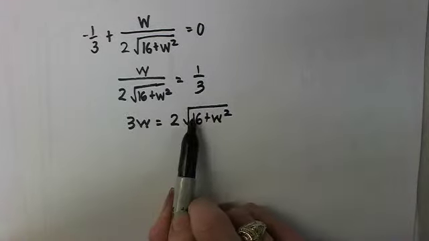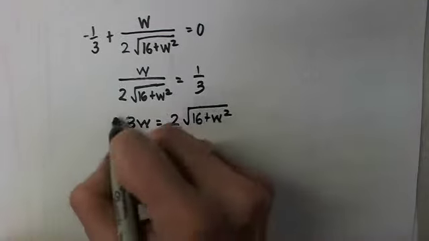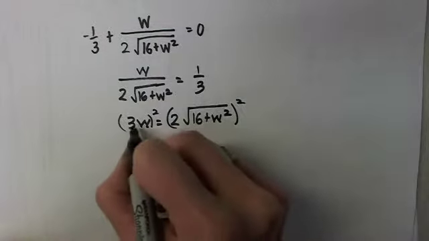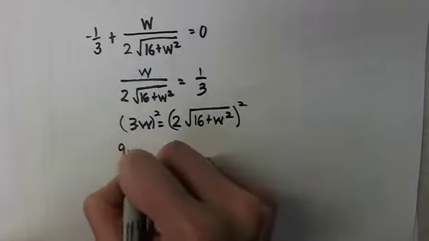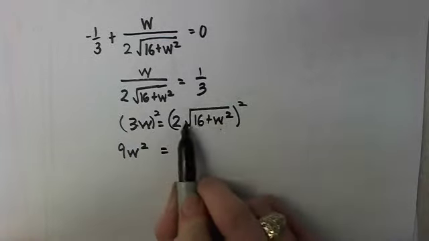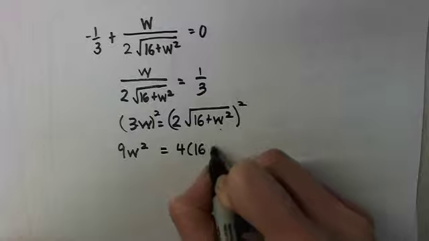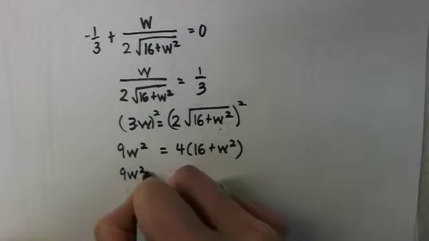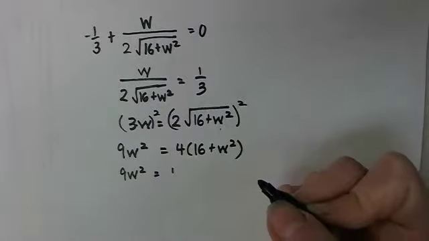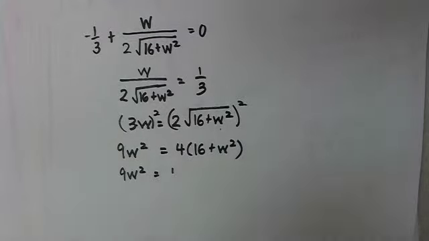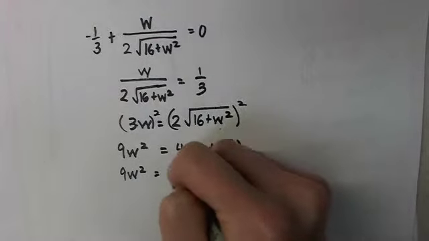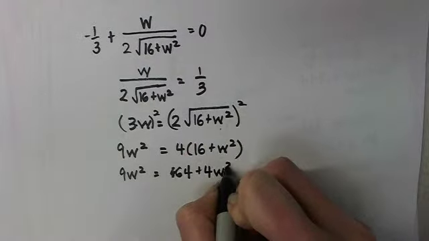Everything is held by multiplication over here, and held by multiplication over here. So to get rid of the square root at this point, we can just square both sides. Square the 3, square the w. Again, you can do that because it's held by multiplication. So we get 9w squared. Square the 2, square the square root. So 2 squared is 4, and when you square the square root, it goes away. Distribute the 4, so we get 9w squared equals, 4 times 16, I think, is 64, yeah, 64 plus 4w squared.